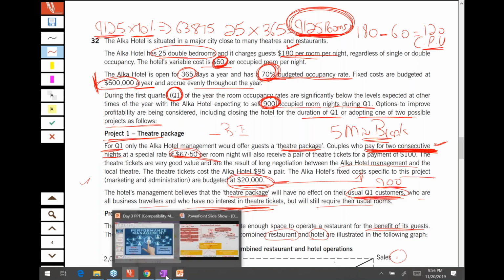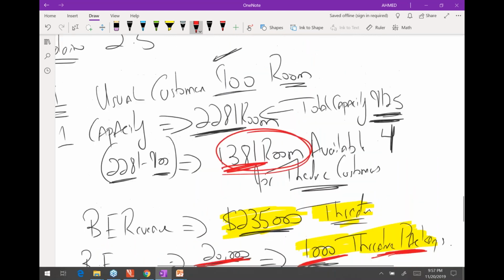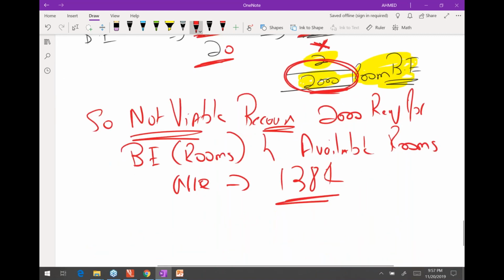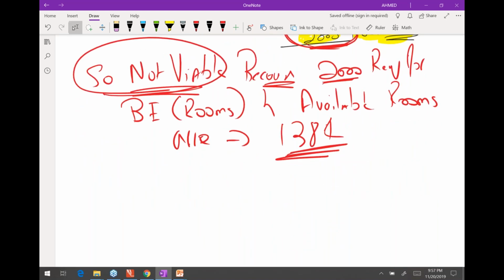Okay. So 2000 theater packages are required for break even, and one package requires 2 nights, which means 2000 rooms will be required for break even. Now, how many do we have? The quarterly capacity of the room is 2281. From this total capacity, I divide this with 4 for each quarter, and 900 are the usual customers. So 1381 rooms are available, and break even is at 2000. So if break even is at 2000 and we just have 1381 available, it's not viable to invest.